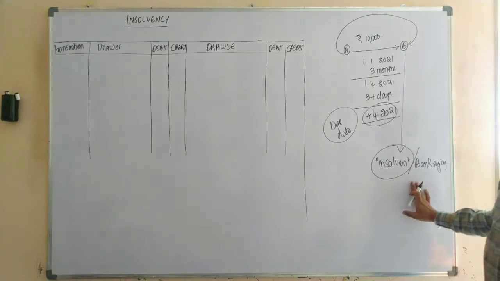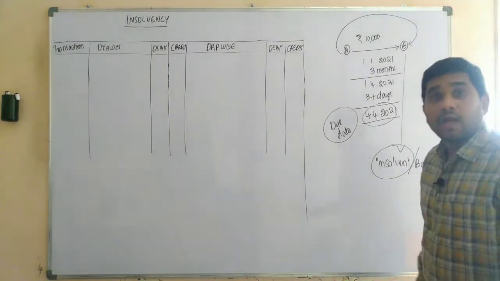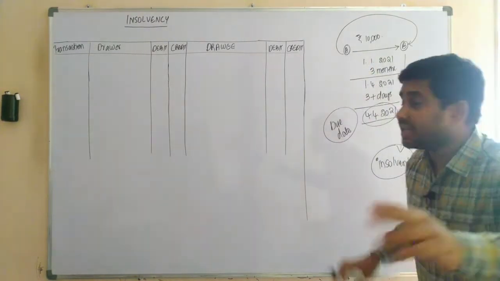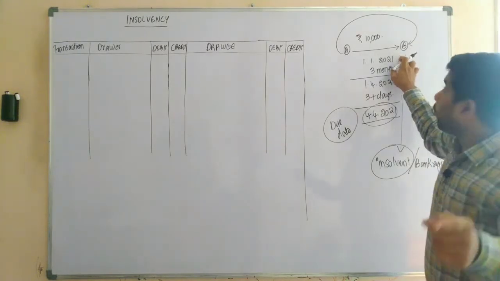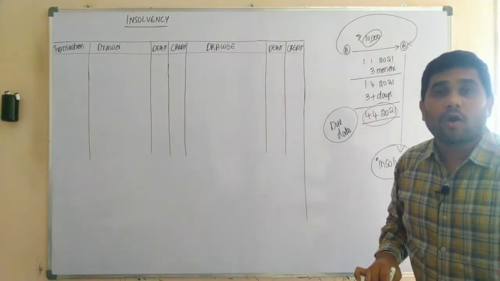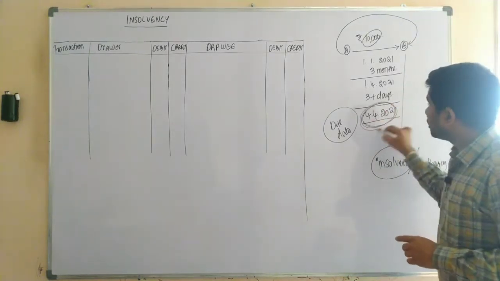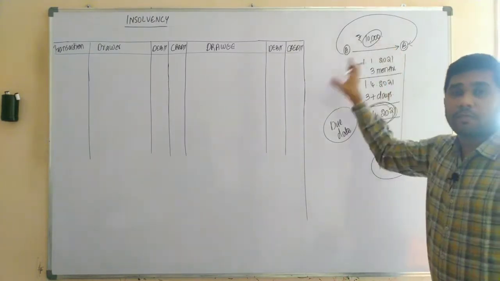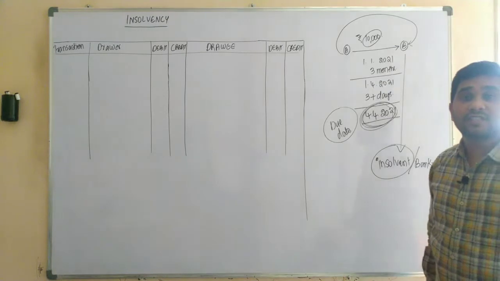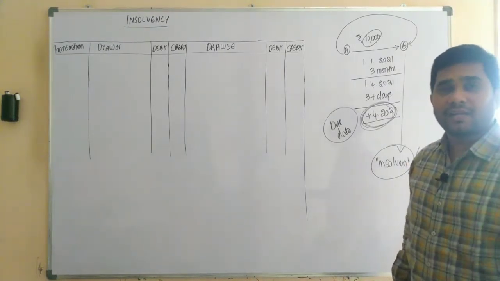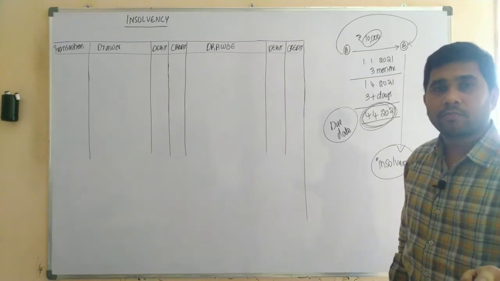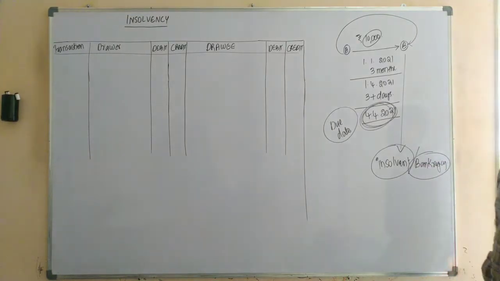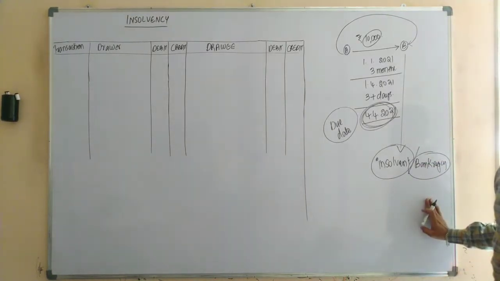Sir, what is the meaning of insolvency? Insolvency is nothing but inability to pay one's debt upon falling due. As this amount was falling due on the due date, Mr. B is unable to pay this 10,000. This procedure is nothing but insolvency. Insolvency is nothing but inability to pay one's debt upon falling due. So insolvency occurs because of bankruptcy.